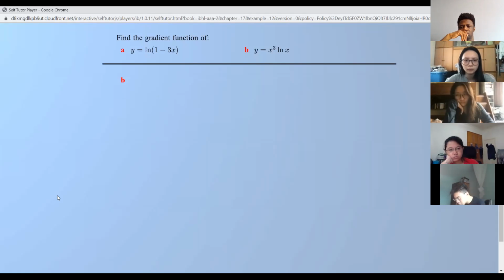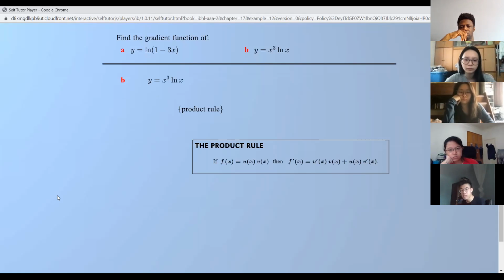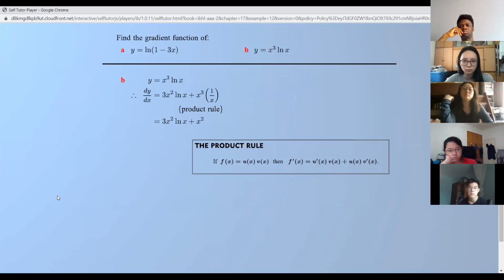In part B, we find the derivative using the product rule. The function is x cubed times ln x. So dy by dx is the derivative of x cubed times ln x plus x cubed times the derivative of ln x. We expand the brackets, then notice there is a common factor x squared, which we can take out.